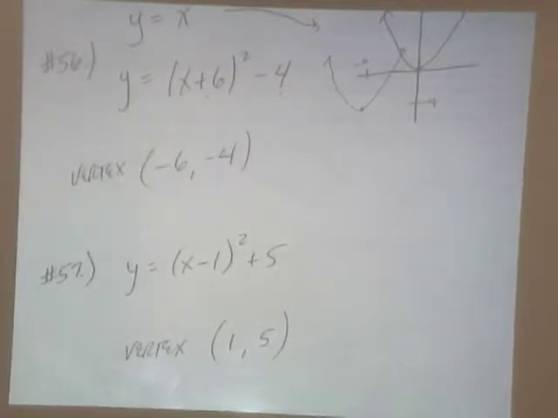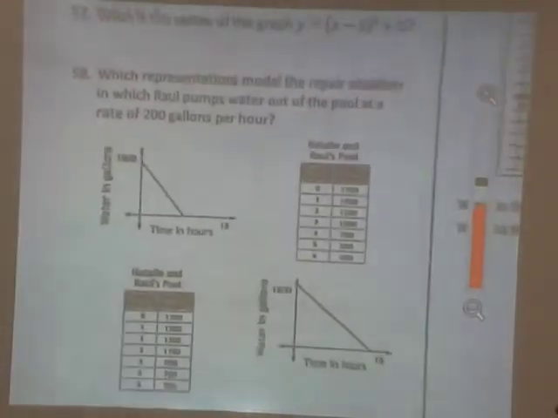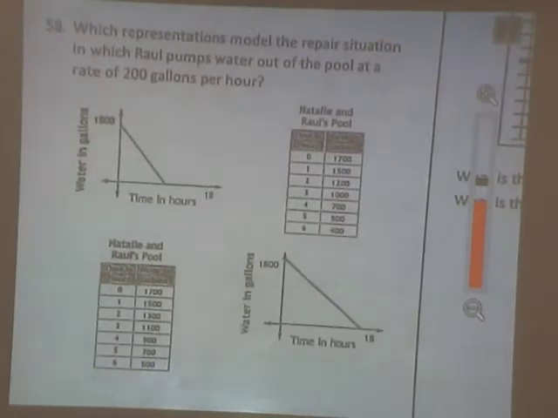Alright, 58, let's see. Which representations model the repair situation in which Ron pumps water out of the pool at a rate of 200 gallons per hour?